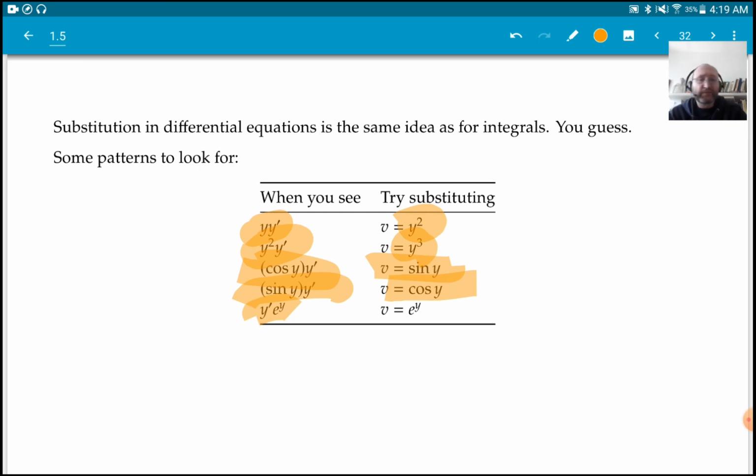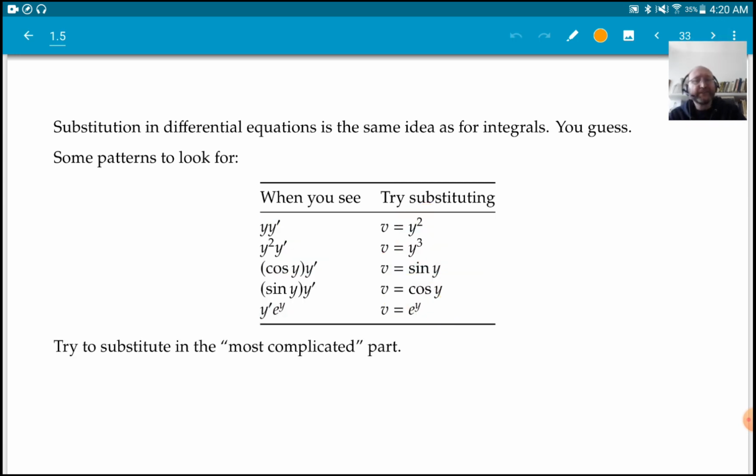e to the y times y prime, you try e to the y, right? It's basically the same idea. And just because you see this, don't say that's the only one that will work. These are things to try. And again, you try different things and see if one will work.